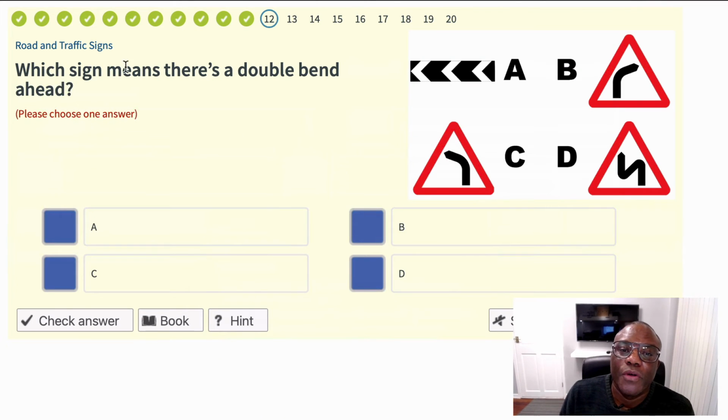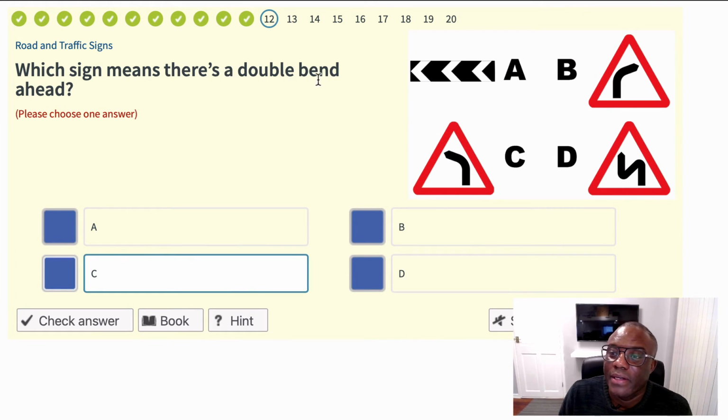Twelve. Which sign means there's a double bend ahead? So again, triangles are warning, so we can rule this one out. This is a sharp deviation to the left. B is a bend to the right. C is a bend to the left, so we can put C down because it's a bend to the left, but the question does state double bend ahead. So we're now looking for that because that's a better answer.